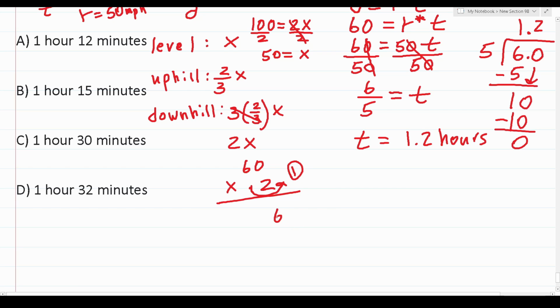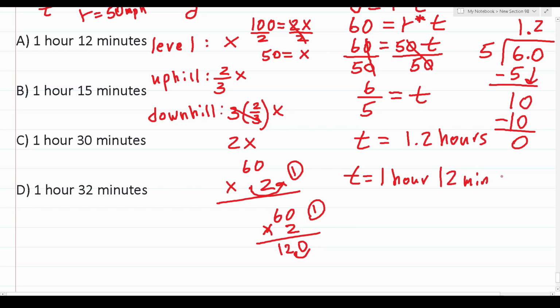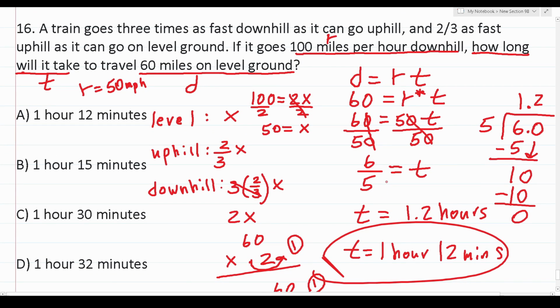This becomes 60 times 2, albeit with 1 decimal to move back into the left. When we're done, 0 times 2 is 0. 6 times 2 is 12. Move our 1 decimal back in. So t in this case is going to be 1 hour and 12 minutes. And we should see that that is answer choice A in this case.